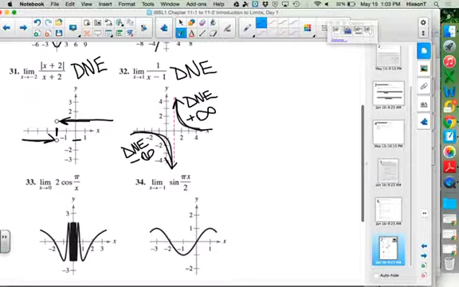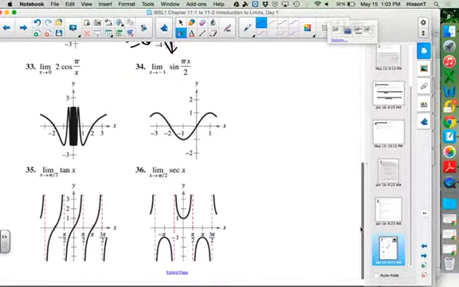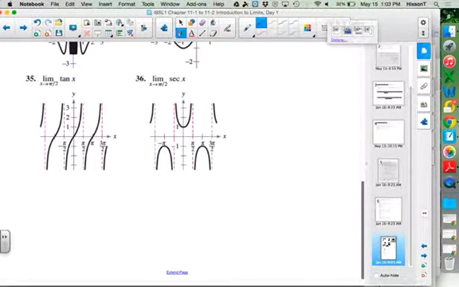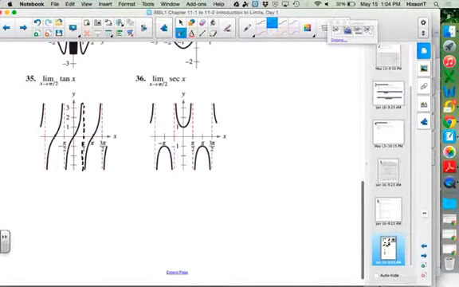Now, these last few, well actually, let's look at the last two and then we'll come back here to 33 and 34. They present kind of an interesting dilemma for us. We have the limit as x approaches pi/2, so this asymptote right here, of tangent of x. So what's our left-hand limit? +infinity. What's the right-hand limit? -infinity, so our limit is? Yeah, it does not exist.